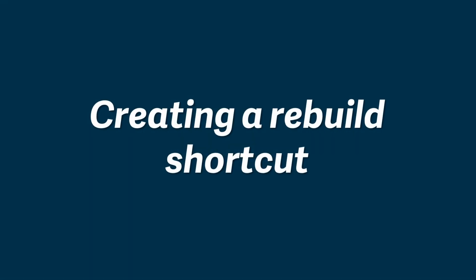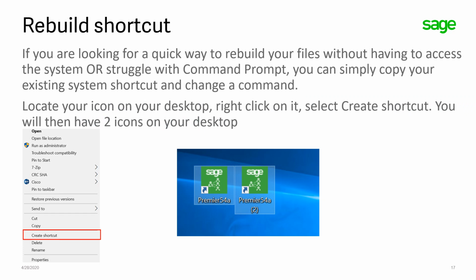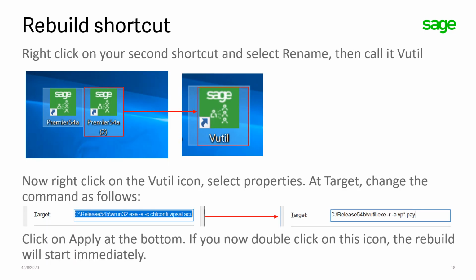The last option, and which is my personal favorite, is to create a rebuild shortcut. If you're looking for a quick way to rebuild your files without having to access the system or struggle with command prompt, you can simply copy your existing system shortcut and change a command. Locate your icon on your desktop, right-click on it, and select Create Shortcut. You will then have two icons on your desktop. Right-click on your second shortcut and select Rename, then call it VUtil.